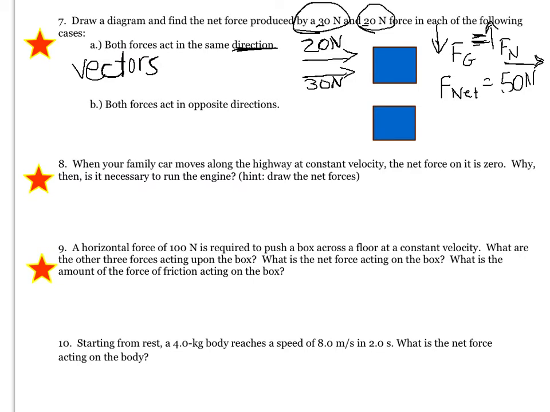The second case, we have them working in opposite directions. So we have 20 newtons here, and we have 30 newtons in this direction. In this case, they're going to work opposite of each other, so we can subtract them. So this is going to be 10 newtons in this direction. Make sure I put my label on there. So that's our net force.